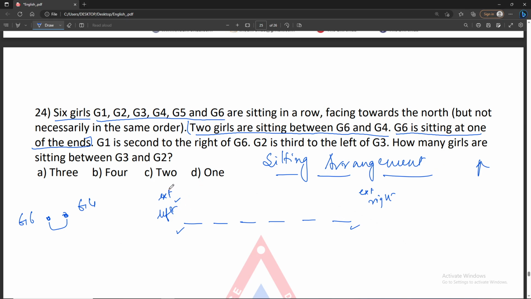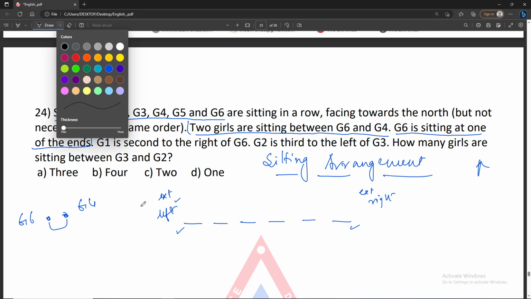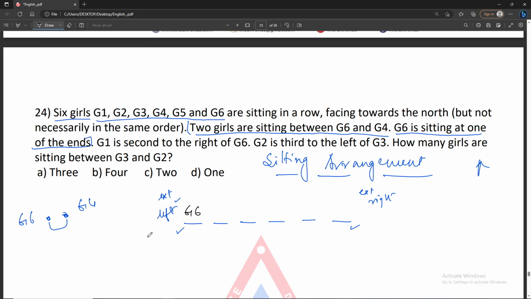So we can write G6 over here, or we can write G6 over here, and it is given that two persons are sitting between G6 and G4. So 1, 2, G4 should be here, 1, 2, G4 should be here. So we have two possibilities, possibility number 1, possibility number 2.